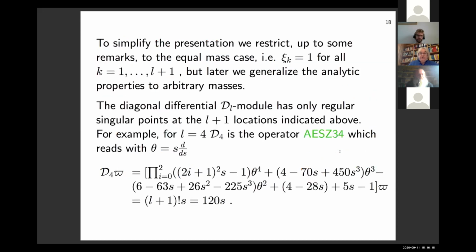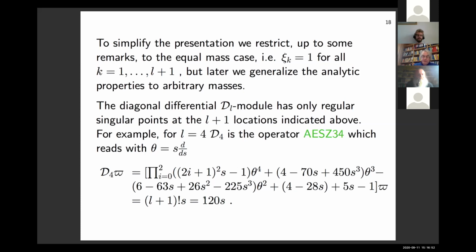So, as I said, to simplify the presentation, I restricted to the equal mass cases, but later on we will see that there are many things that I can say also about the general case. So this diagonal differential D model, I mean, it's just one operator, has order L. So for instance, for the four loop graph, it would be this differential operator. And here from the symbol of this differential operator, you see again the conifold discriminants. And this is just an example.